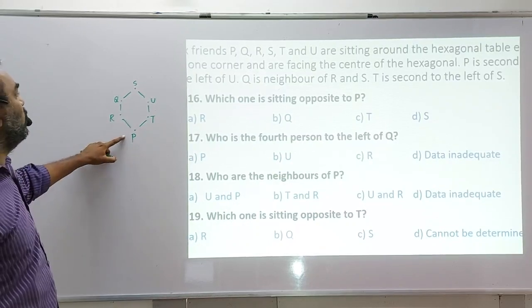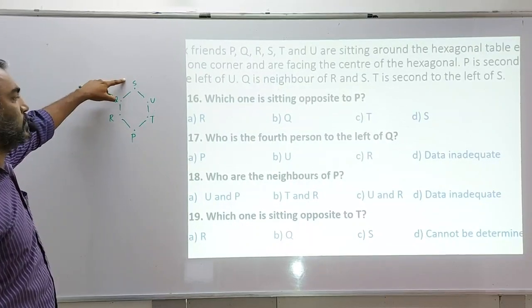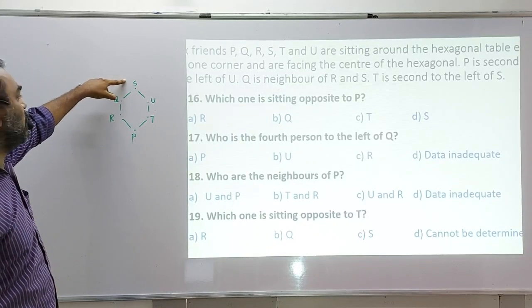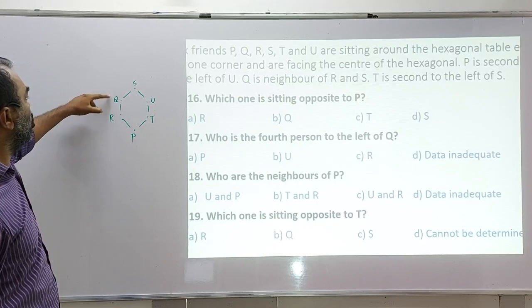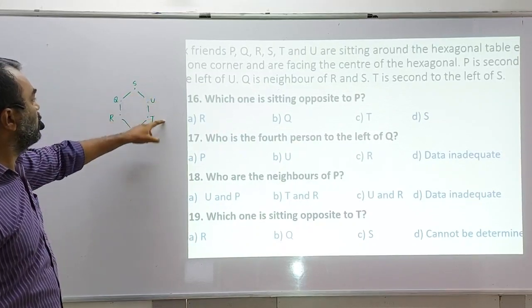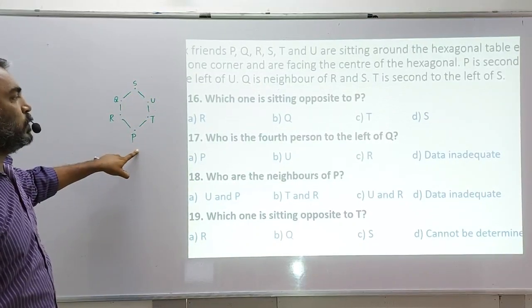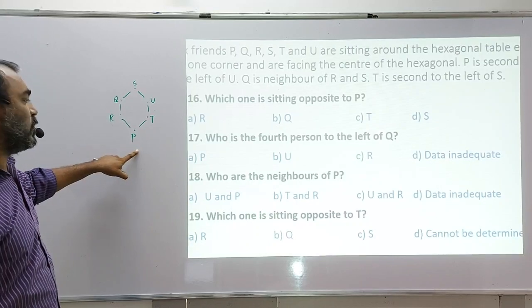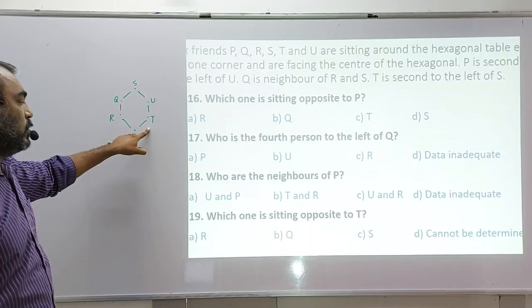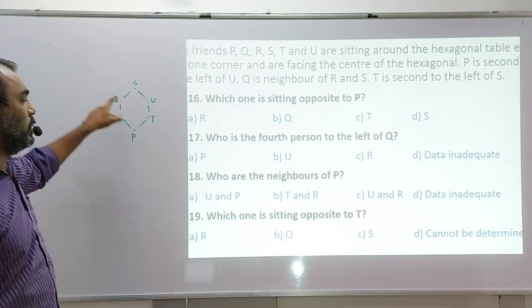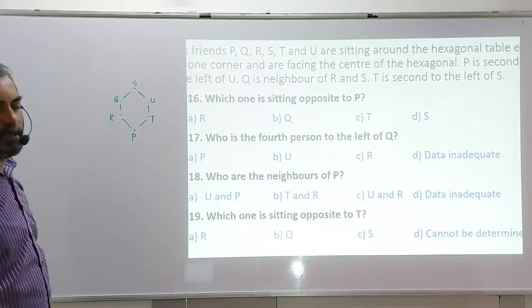So opposite to P we have S, who is the fourth person to the left of Q. This is Q. The fourth person to the left will be S, U, T, P. P should be the answer. Who are the neighbors of P? P and R or R and T is the answer. Which one is sitting opposite to T? Q is the answer. Now we have the answers.